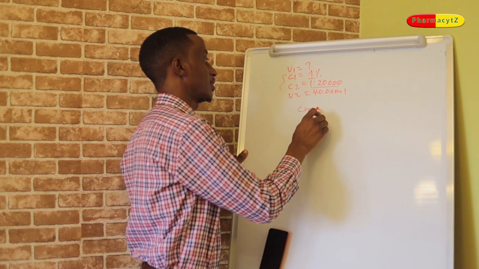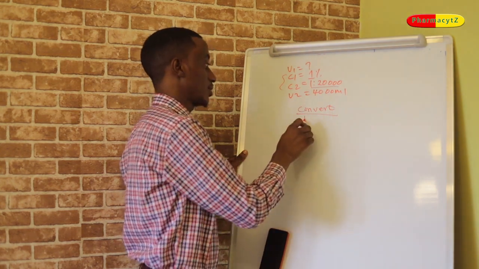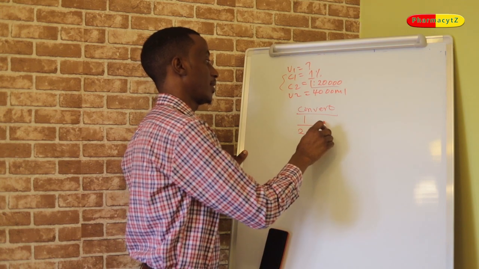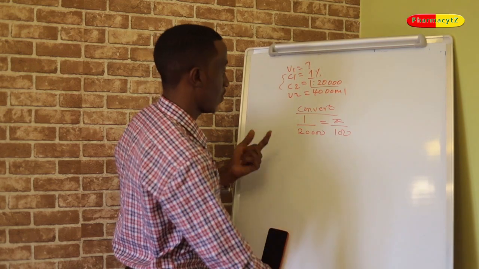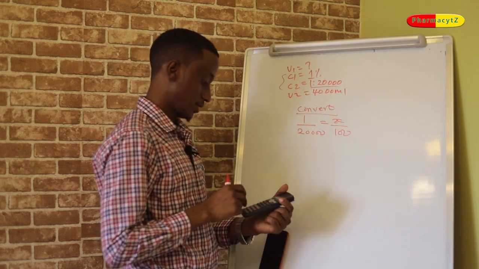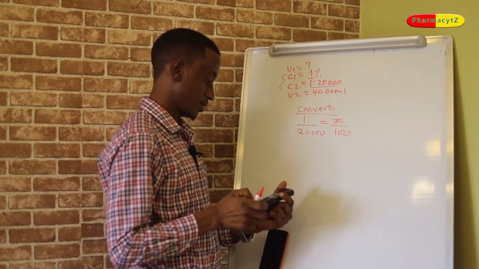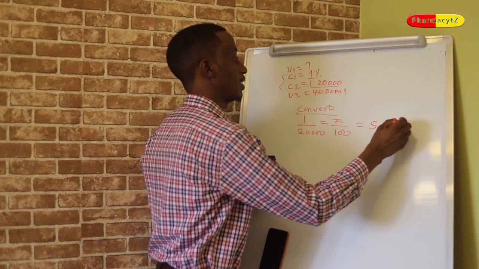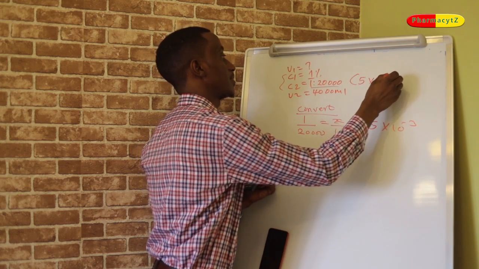To convert ratio to percentage, 1:20,000 is equivalent to 1/20,000. Then how many are in 100 mils or 100%? Then this is 100 divided by 20,000. This is equivalent to 5 times 10 power negative 3. This is 5 times 10 power negative 3.